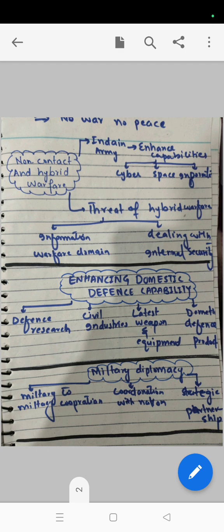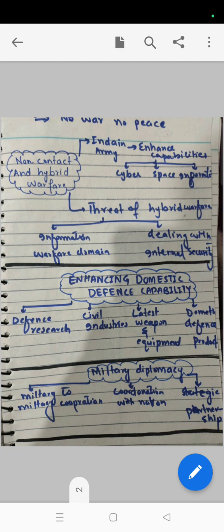There are three types of diplomacy they are following regarding the military. The first one is military to military cooperation. On the ground reality, they have a very strong cooperative strategic partnership with different countries, with different armies and militaries, like Israel, Russia, the US, and other countries, especially European and Australian countries. So with these countries they have a strong strategic partnership and military to military cooperation.